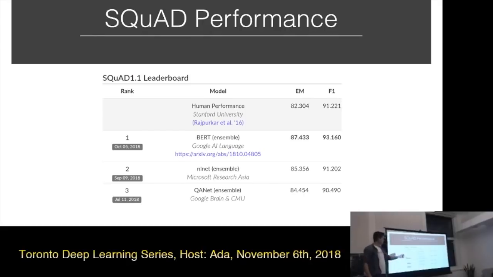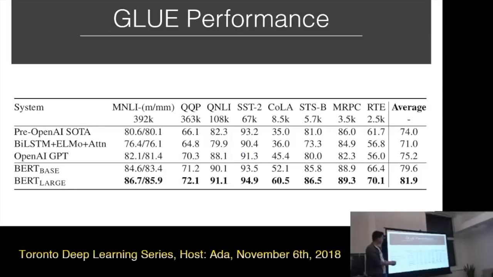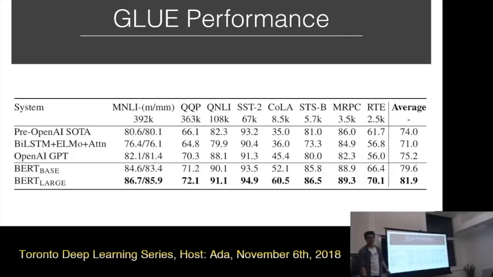So that's the SQuAD performance. And really quickly, I want to show you also the GLUE performance. This is the other benchmark that it showed. And I just want to highlight to you, without going into detail, that again, BERT does really well. It beats all the state-of-the-art results, especially ELMo and OpenAI GPT, which they kind of roast all throughout the paper.